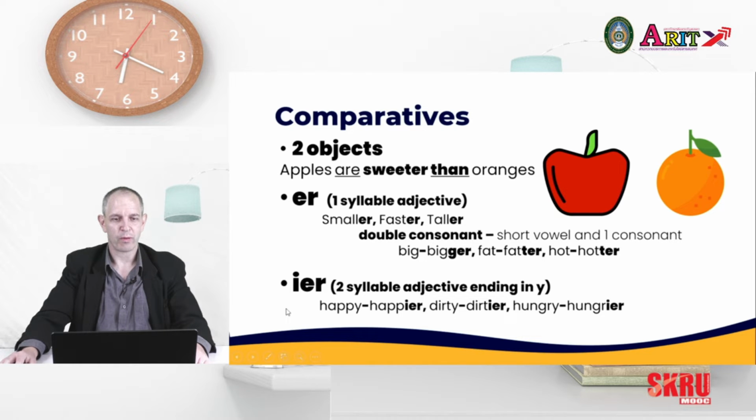Our second rule when we make comparatives is when we have two syllable adjectives that end in Y, like happy, dirty, and hungry. The Y becomes I and then it's ER, as you can see with happier, dirtier, and hungrier.